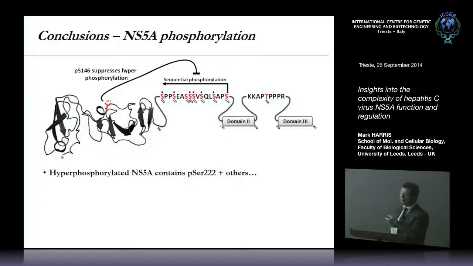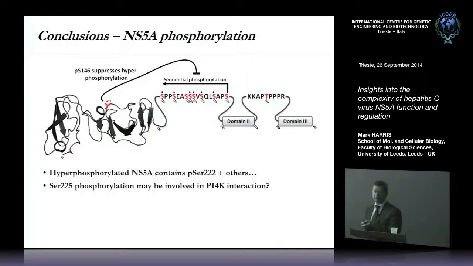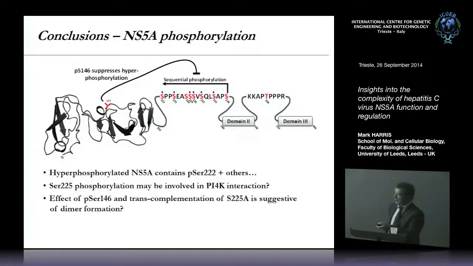We weren't able to really look at domain 3 because there are no trypsin cleavage sites within domain 3, so it didn't fly in the mass spec. So it could be there are more sites there. Indeed, we know there are some phosphorylation sites within domain 3. We think that phosphorylation of serine 225 may be important for the protein to interact with PI4K, which in itself is important for virus RNA replication, establishing those replication complexes throughout the cell.